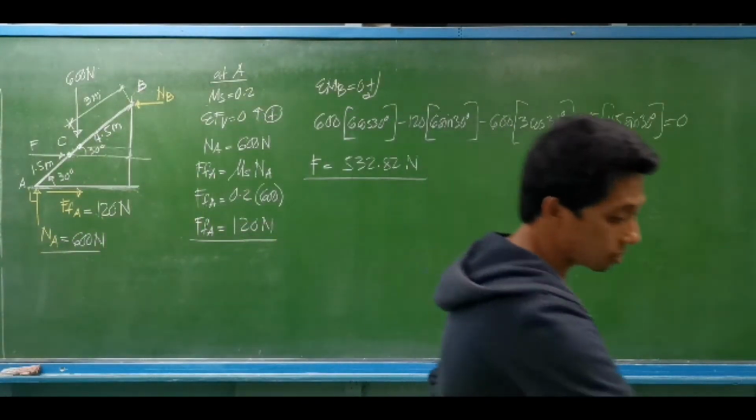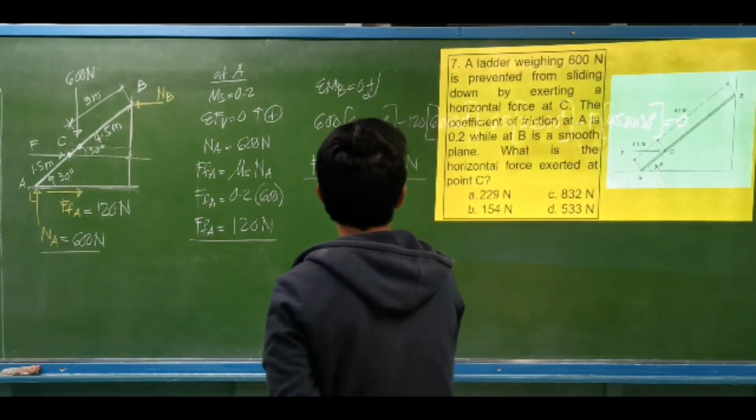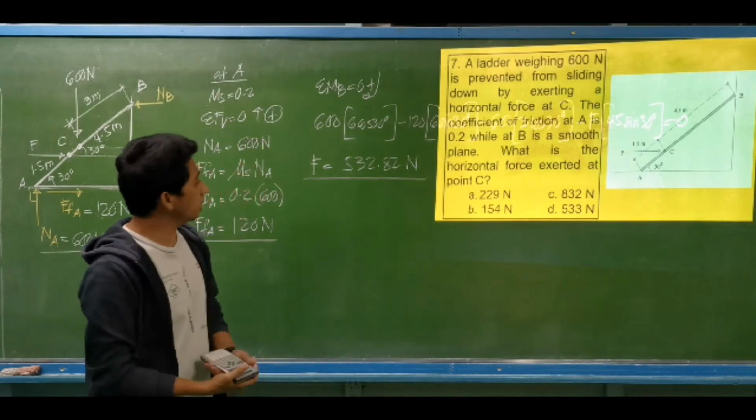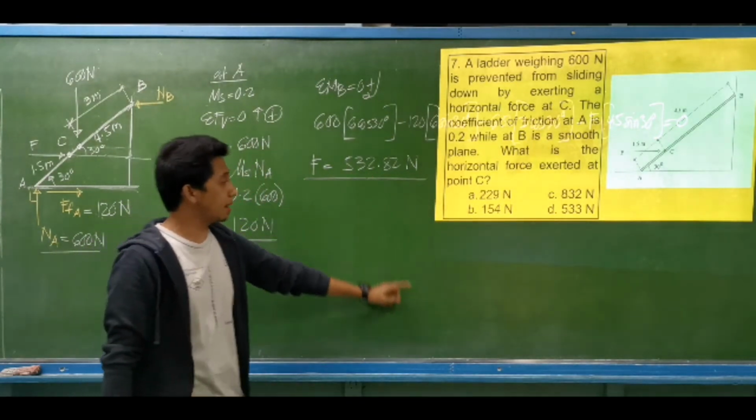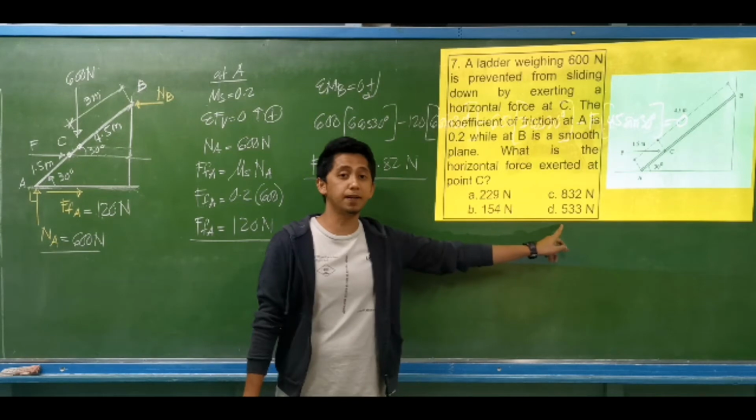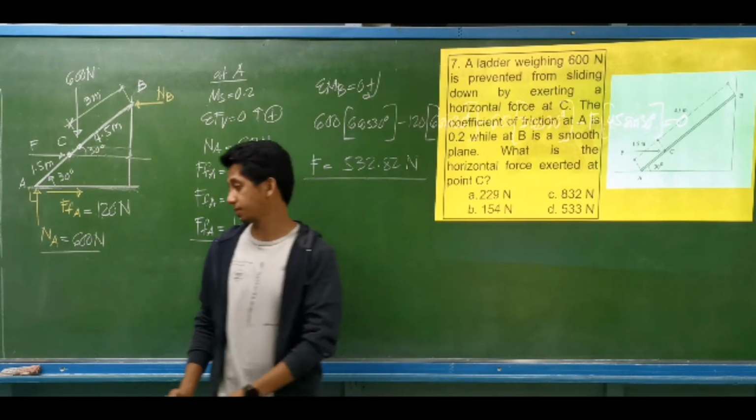Let us check on our choices. 532.82. The nearest value is letter D, 533 newtons.